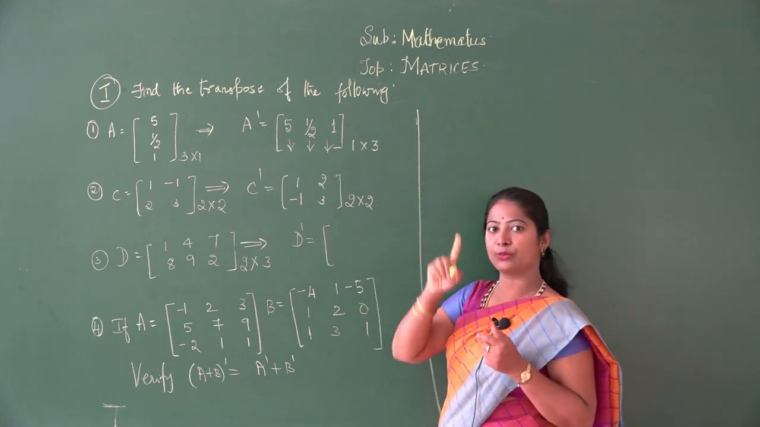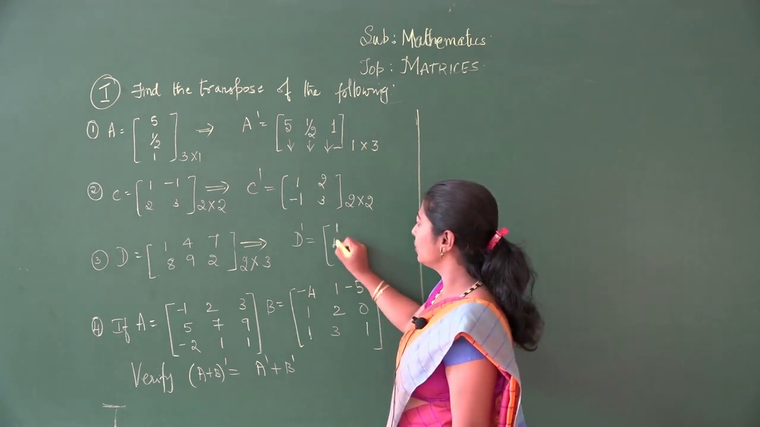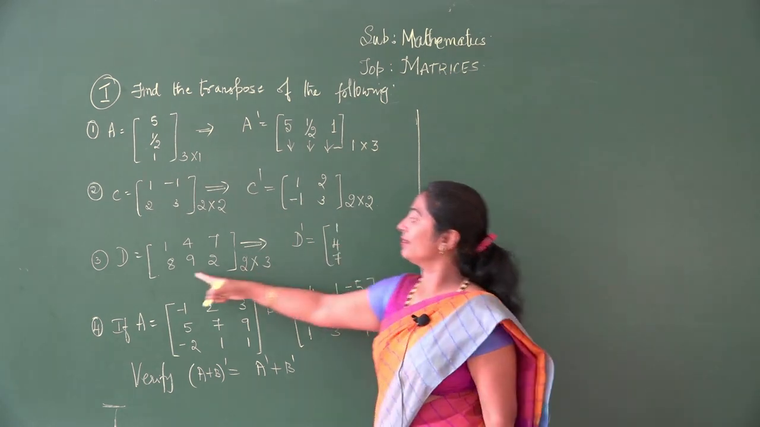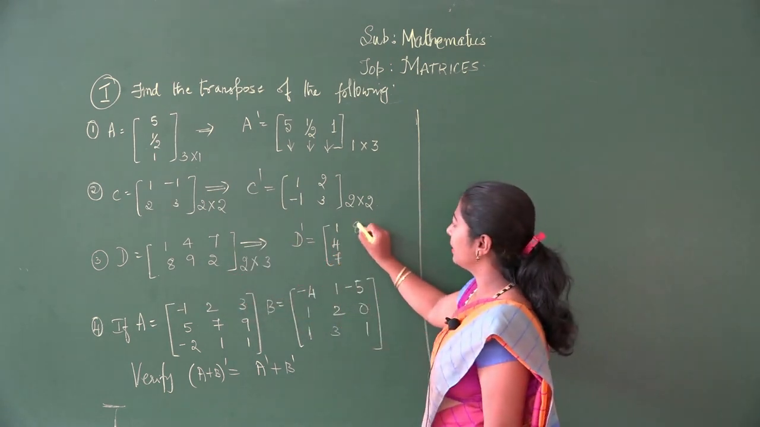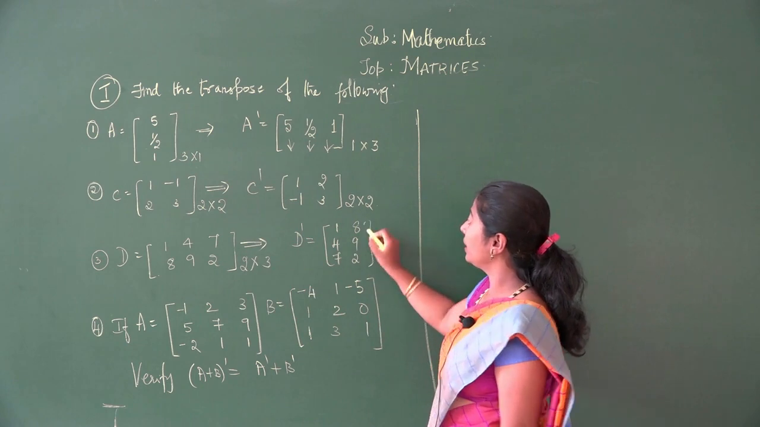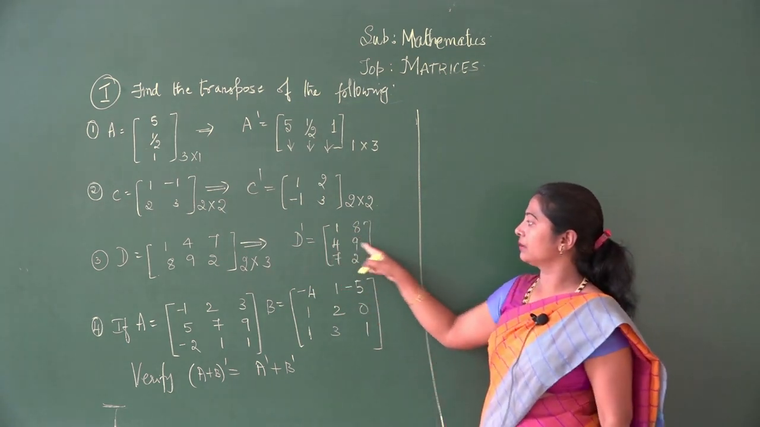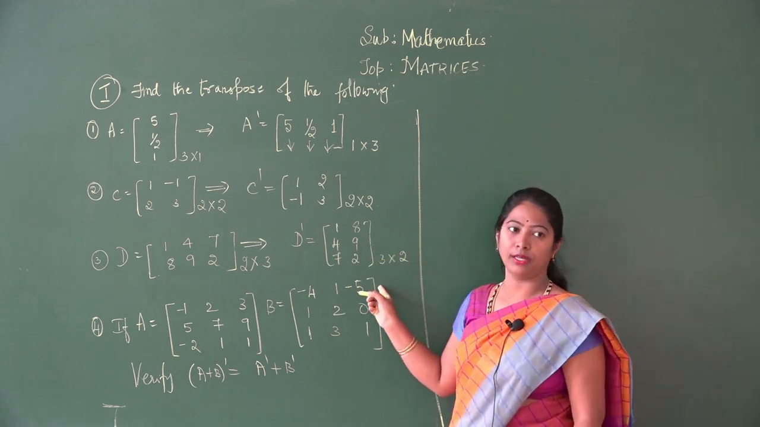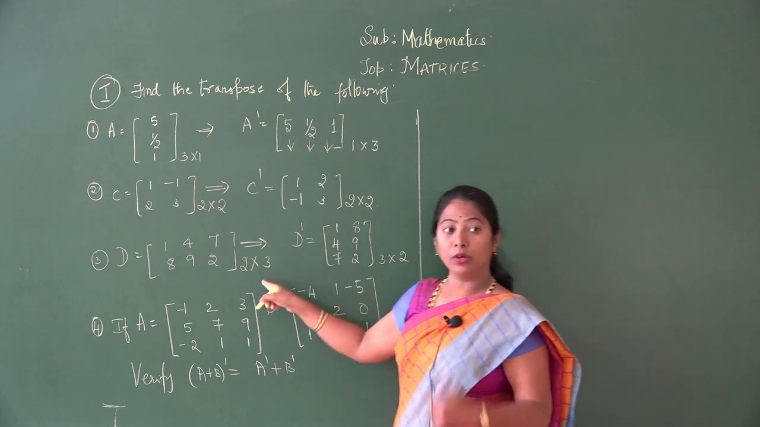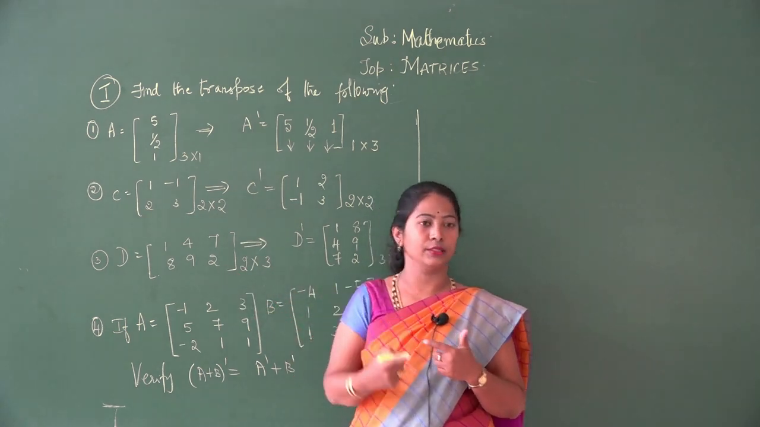The first row, that is 1, 4, 7, becomes the first column, which can be written as 1, 4, 7. Similarly, 8, 9, 2 horizontal becomes vertical, which can be written as 8, 9, 2. How many rows does the transposed matrix contain? 3 rows. And how many columns does it contain? 2 columns. So, order was 2 cross 3. After transposing, it is 3 cross 2.